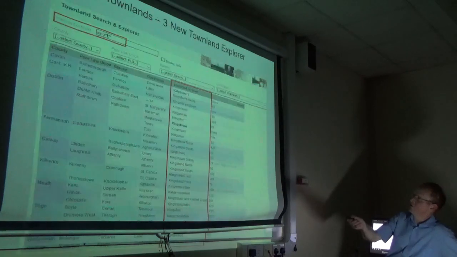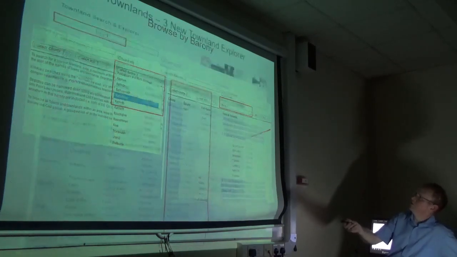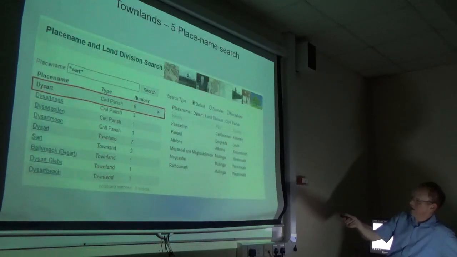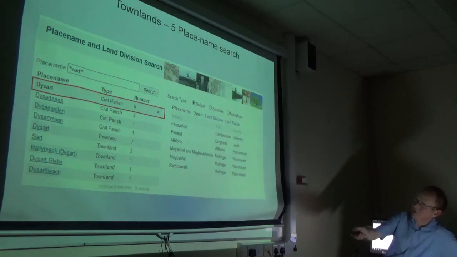So you see we've selected Dysart, and it's a civil parish, and there are the baronies involved, poor law unions involved, and counties involved. And similarly you could do that with any of the other civil parish variations or townlands.